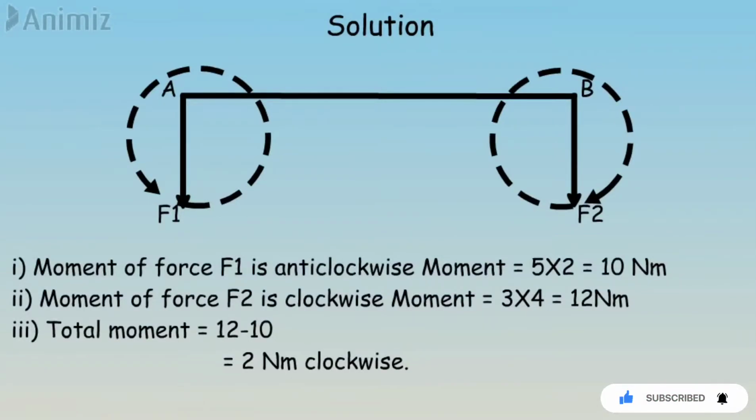Whenever the directions are opposite, the total moment, that is the resultant moment, will be the difference. But whenever the direction is the same, it will be the sum of both the moments. But here the direction is opposite, so the total moment will be the difference. So that will be 2 Newton meter. And the larger one is the clockwise, so the resultant one will also be clockwise. So it will be 2 Newton meter clockwise.